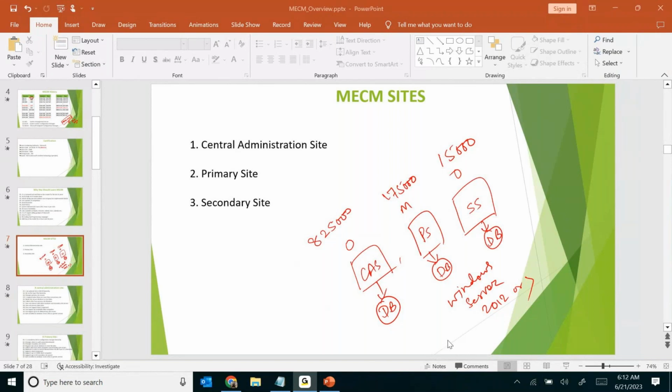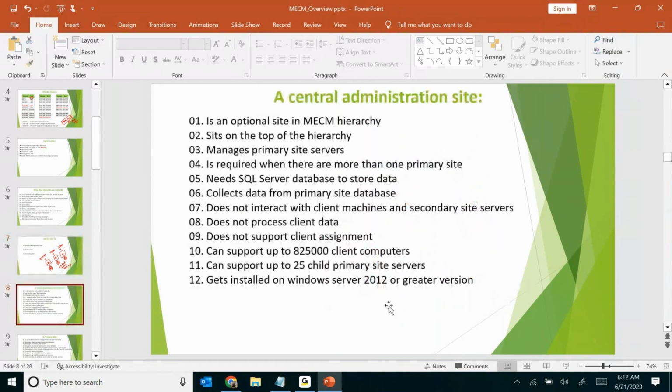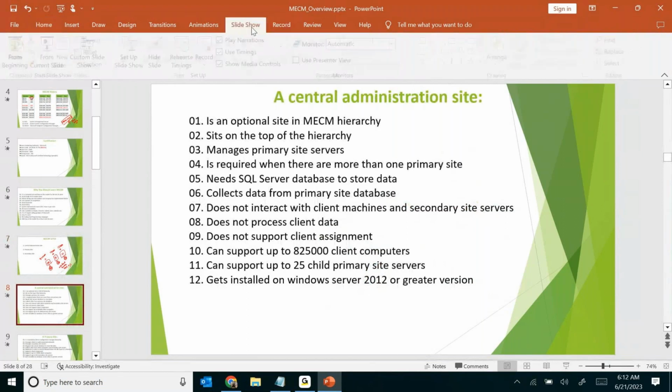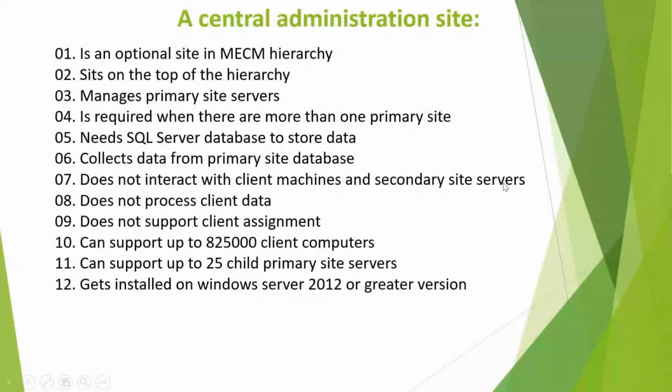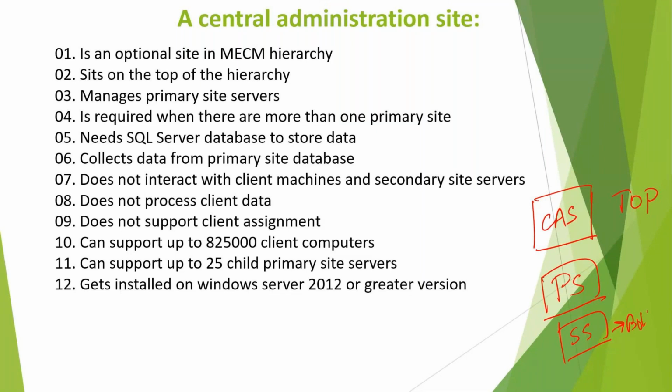Okay, so far we have discussed the sites. Now I'm going to discuss these site servers in detail. SCCM has three site servers, as we have discussed. Now we will discuss central. The central administration site will be always on the top of the hierarchy. Then we will have primary, and then we will have secondary. Secondary will be at the bottom. Now the central administration site needs a database for data storage, right?